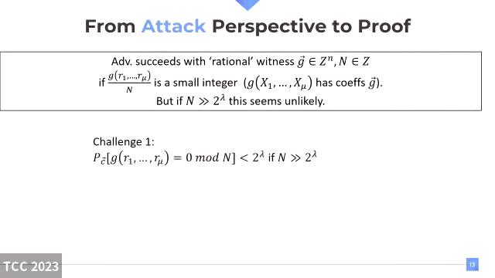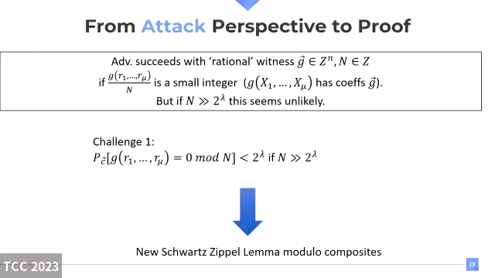Well, what we need to show is that g evaluated at these challenges divided by n is a small integer. And this is equivalent to saying that g evaluated at these challenges is equal to 0 mod n. If n was a prime, our life would be easy because then we could apply the Schwartz-Zippel lemma, but we have no idea whether n is a prime. We have no prior information about what n is. So what we did is we developed a new Schwartz-Zippel lemma that works modulo composites and shows that if n is large enough, for any n, this probability is in fact negligible.